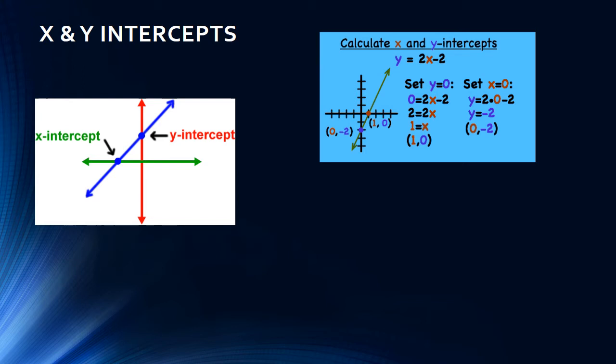To find the y-intercept, we are going to set x equal to 0. So we get y equals 2 times 0 minus 2. And we get y equals negative 2. Again, y equals negative 2 is not the y-intercept. The ordered pair, the point, is the y-intercept. If you put y equals negative 2 on a test for the y-intercept, you will get it wrong. The correct answer is parenthesis 0, comma, negative 2, parenthesis.